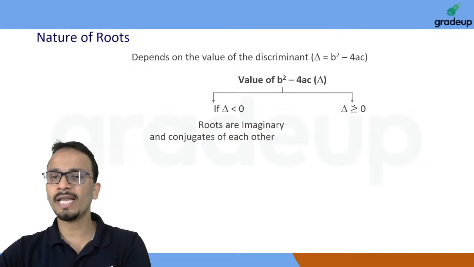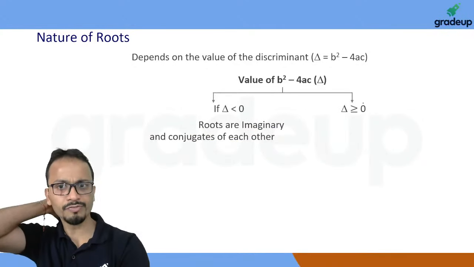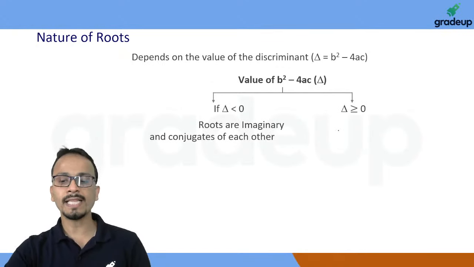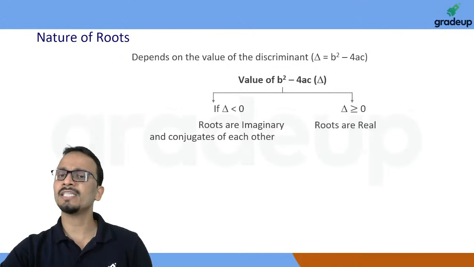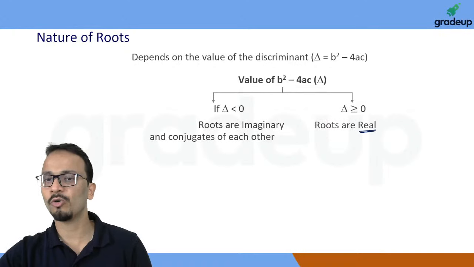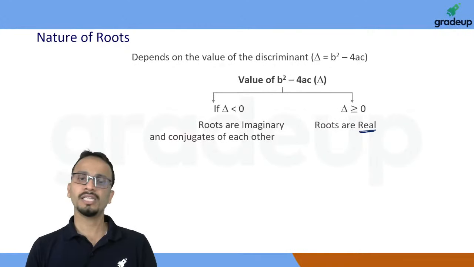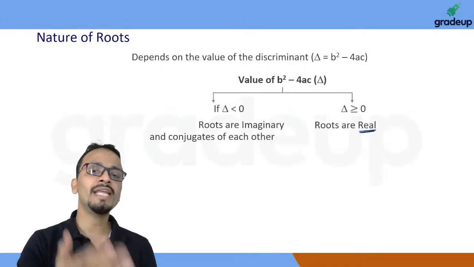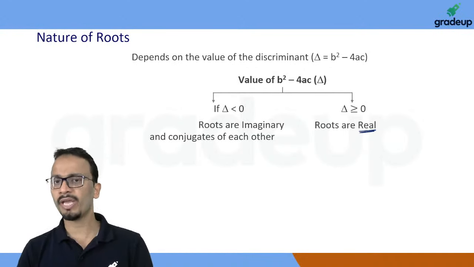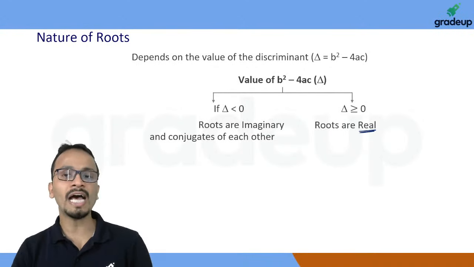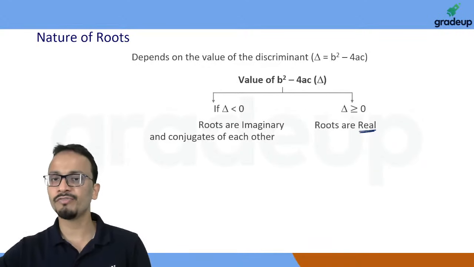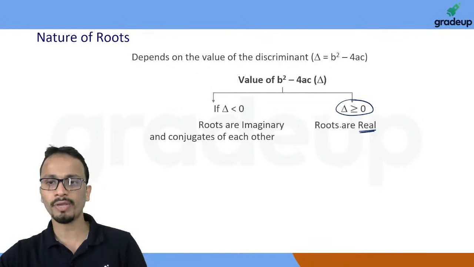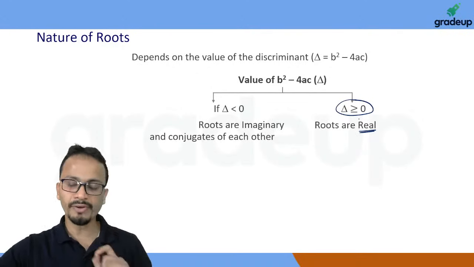All right, great. Now let's move ahead and look at the next scenario, if delta is greater than or equal to 0. Obviously we can say that the roots will be real. Both the roots will be real. They will not be imaginary. When do you get imaginary roots? When you have a negative number in the square root. Here you don't have a negative number in the square root if delta is greater than or equal to 0. So both the roots will be real.